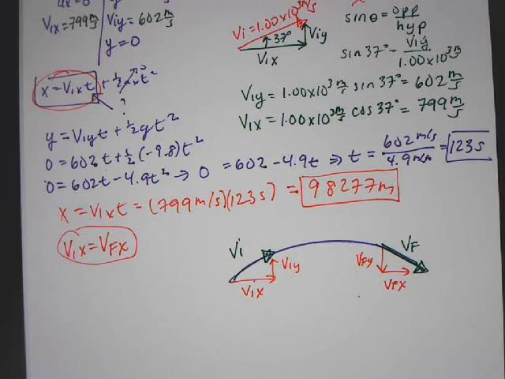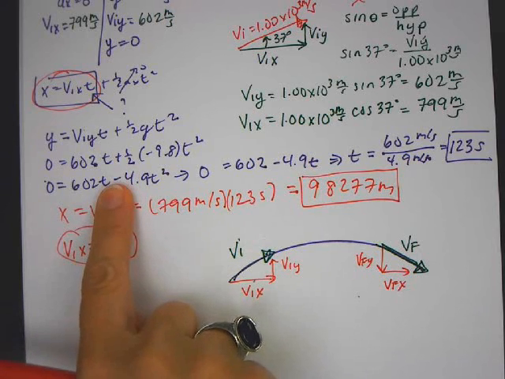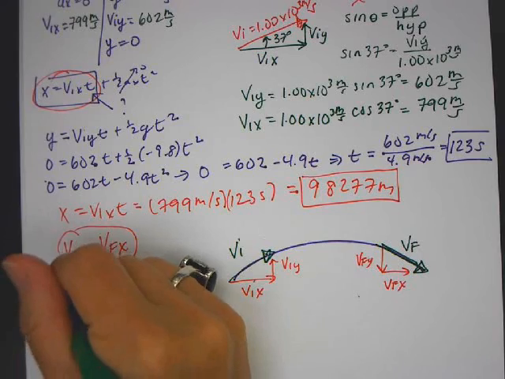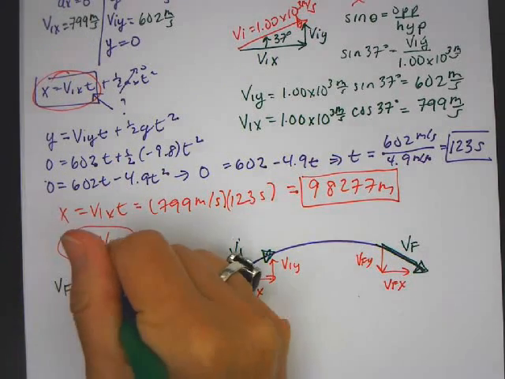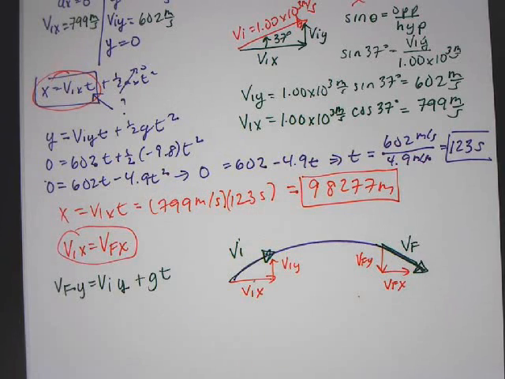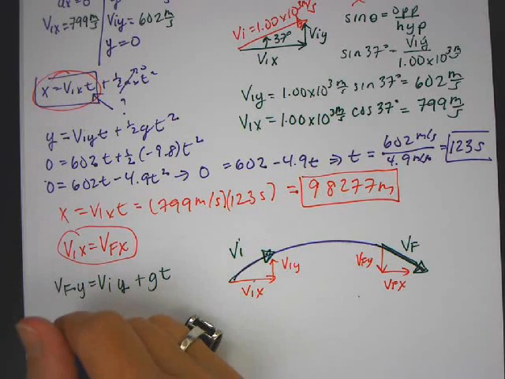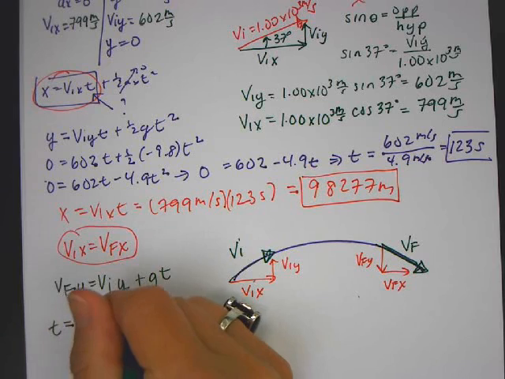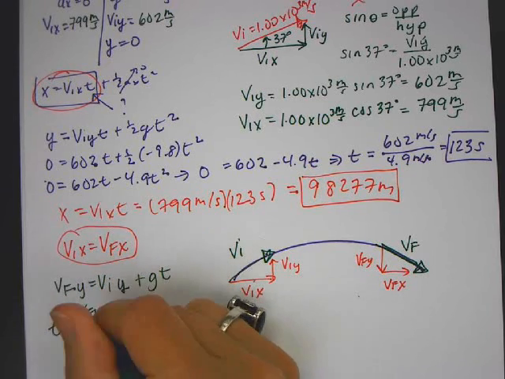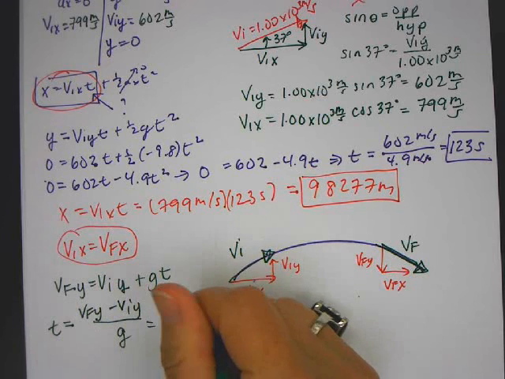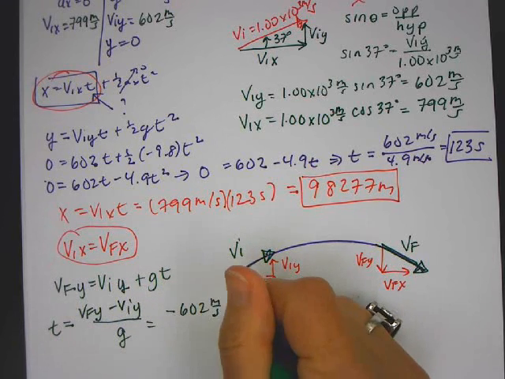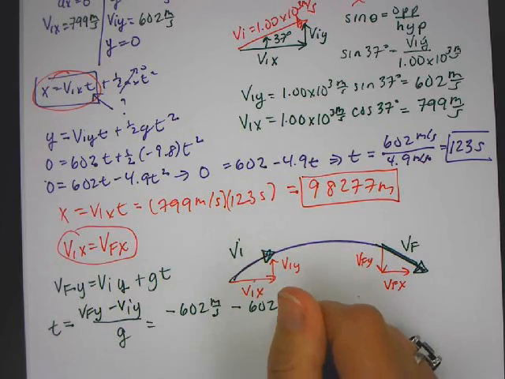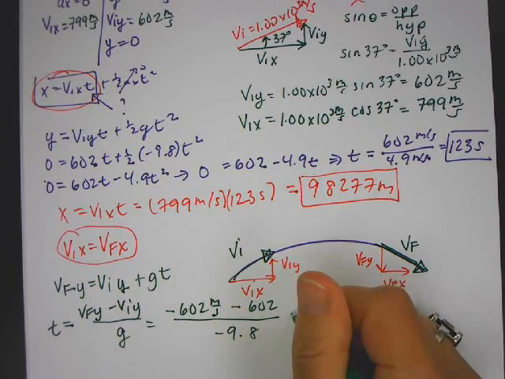Because we have several equations, and you don't always have to keep using these. Let's say we wanted to use another equation. Here's an equation, vfy is equal to viy plus gt. So vfy is equal and opposite to viy. See how this one goes up and this one goes down? If I rearrange this equation to solve for time, time is equal to vfy minus viy over g. So that becomes negative 602 minus 602, because vi is positive 602, over negative 9.8.